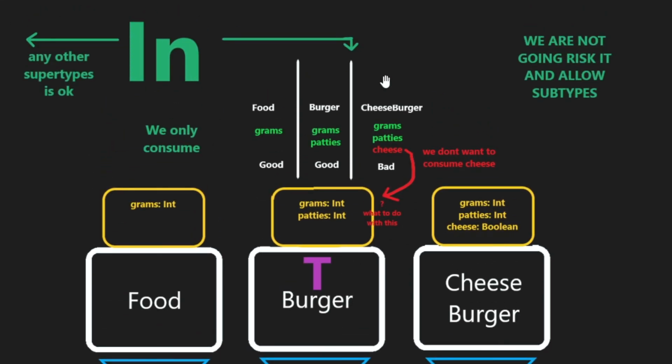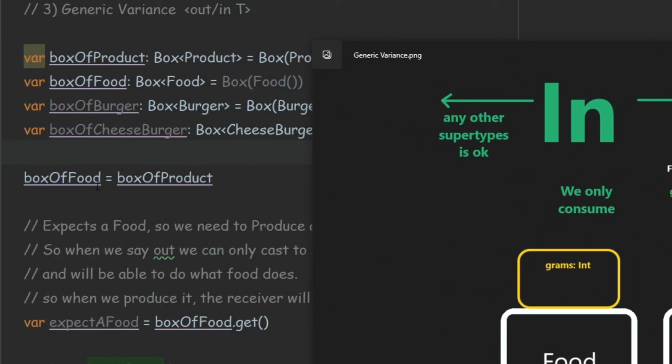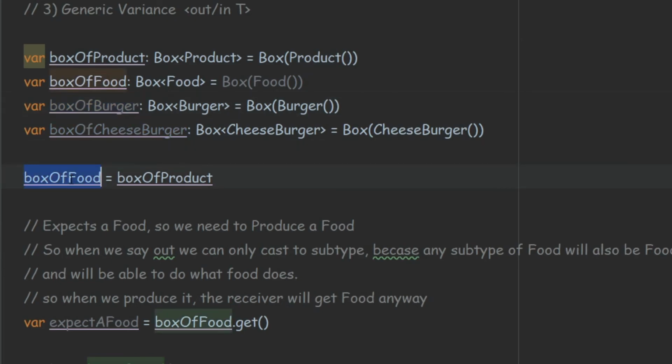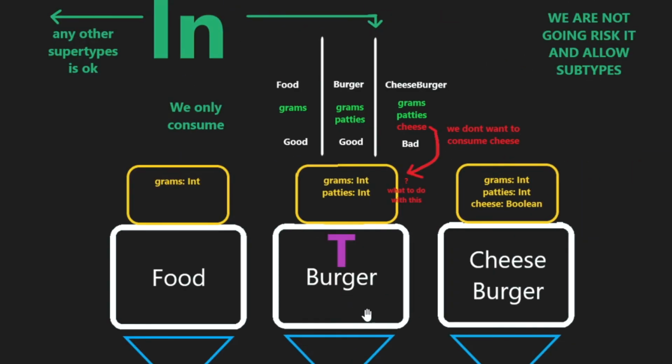Okay, so when we specify the in keyword, we basically allow the casting of everything that is a burger. For example, here the T was a food, right? But let's say the T is a burger and we want to cast a burger to it. Because we say that we only consume, right? In means that we only consume. We need to be able to consume grams and patties, right? Let's say burger has grams and patties. It inherited the grams from the food. And then cheeseburger has grams, patties, and cheese.